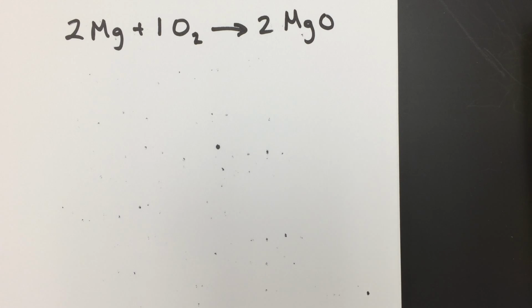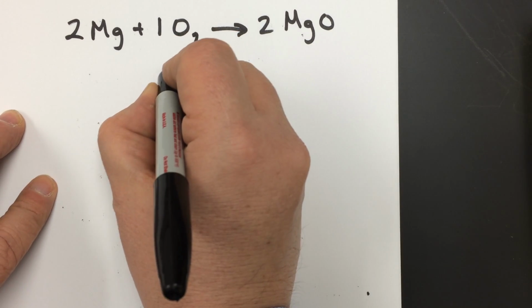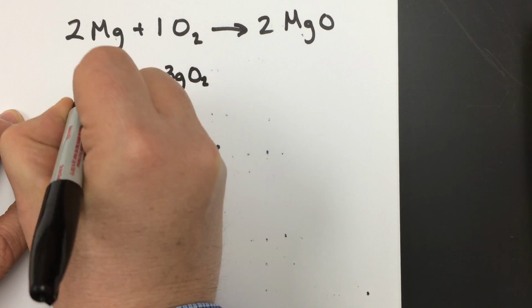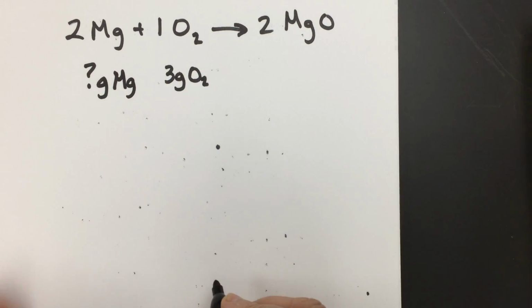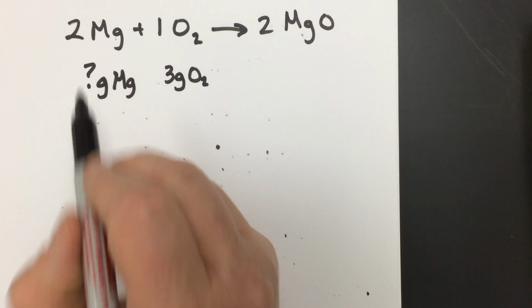What if I give you grams instead of moles? Okay, so let's start over here this time. Let's say you have 3 grams of O2. How many grams of magnesium are you going to need? If you're given 3 grams, how many grams of this?